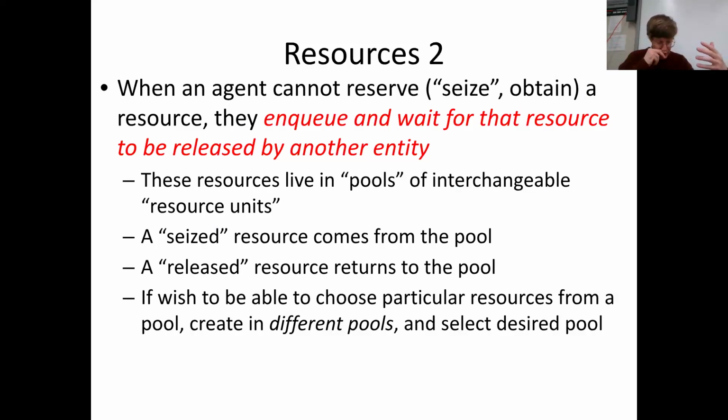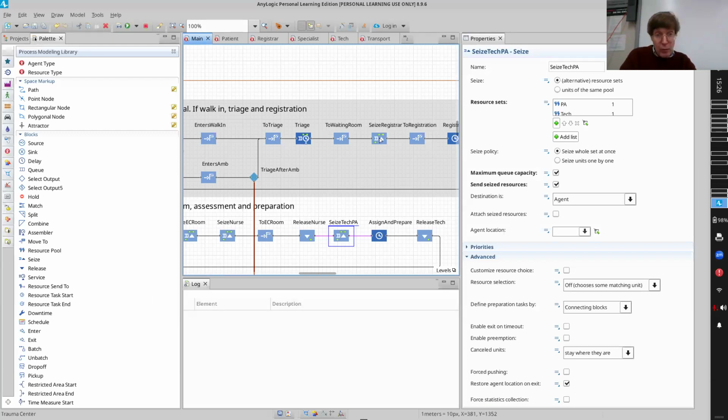So I'm awaiting this, trying to seize one. In order to do that, I will wait often. And then when that's available, it'll be allocated to me and I will proceed. So once the registrar is available, I'll proceed to registration. Once the technician and physician assistant are both available, I'll go and be worked up.